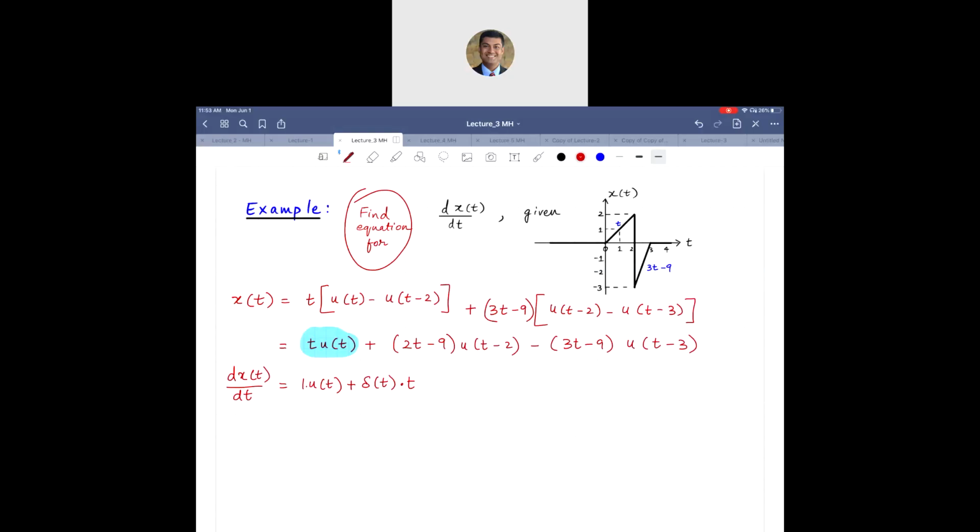Next, let's highlight this in a different color here, maybe pink. Same strategy. 2t minus 9 multiplied by u of t minus 2. So when I differentiate 2t minus 9, I get 2 u of t minus 2. And I have plus, then I differentiate u of t minus 2, I get delta of t minus 2. 2t minus 9 remains as is. All of that is going to be in pink.